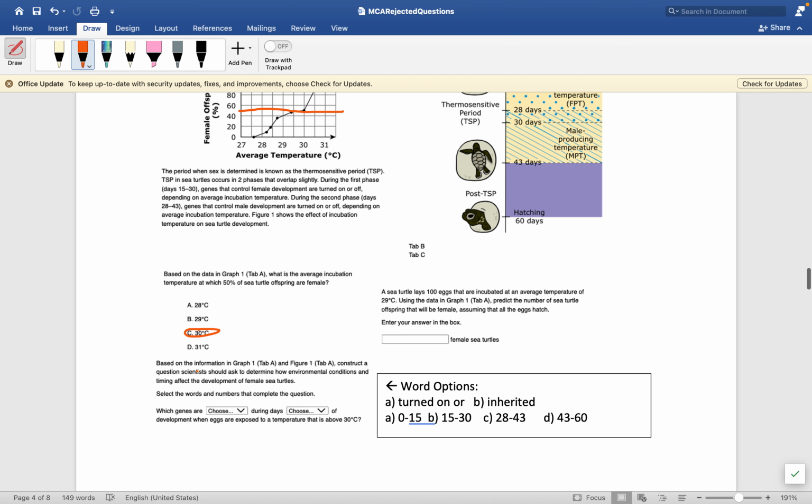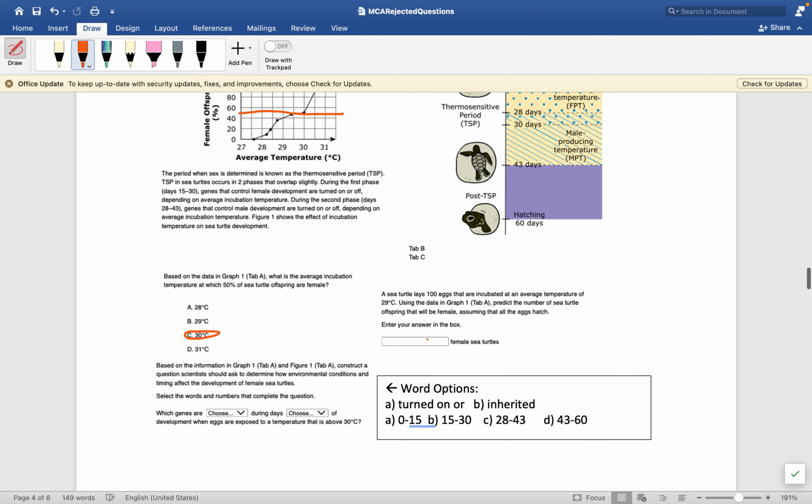Based on the information in graph 1 and figure 1, construct a question scientists could ask to determine how environmental conditions and time affect the development of female sea turtles. So which genes are turned on or inherited? Well, are we talking about inheritance here? No. So turned on is the best option there. Of development when eggs are exposed to a temperature that is above 30 degrees Celsius.